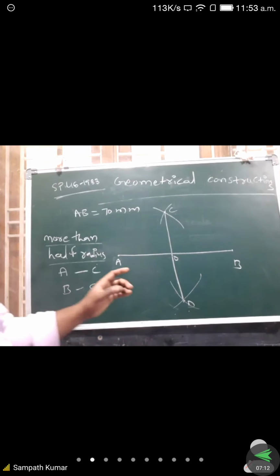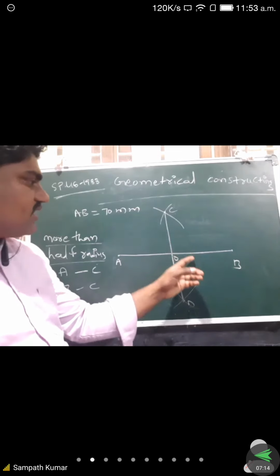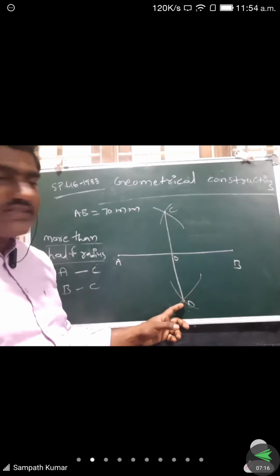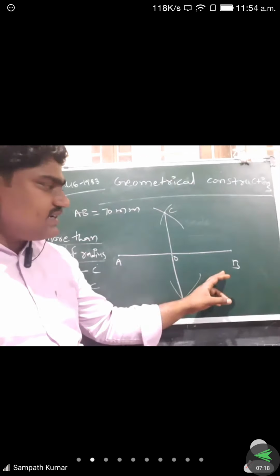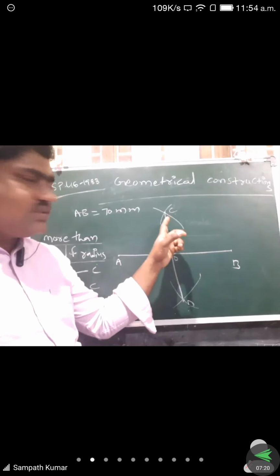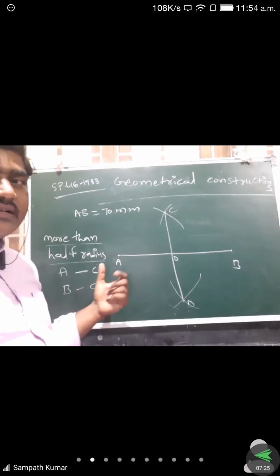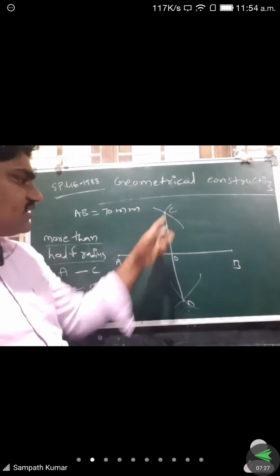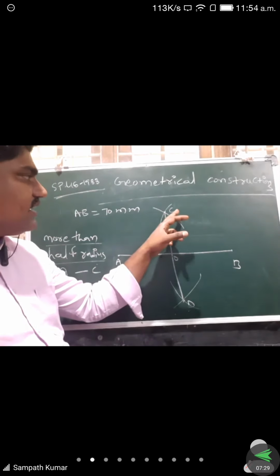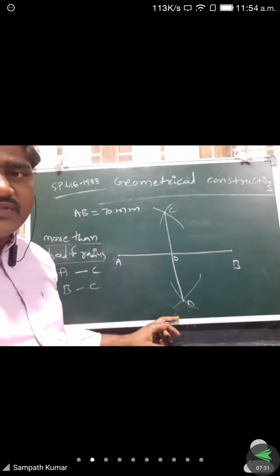First, A as the center, more than half radius, draw two arcs on this end. Next, B as the center, with more than half radius, which is equal to this one, since we have taken A as the center. Next, intersecting these two arcs gives the points C and D.